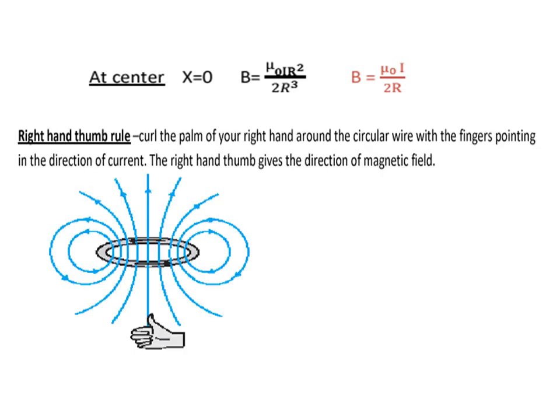Now to find the direction of the magnetic field, we have the right hand thumb rule. Curl the palm of your right hand around a circular current carrying loop such that the fingers point along the direction of the current. Then the direction of the right hand thumb gives the direction of the magnetic field.